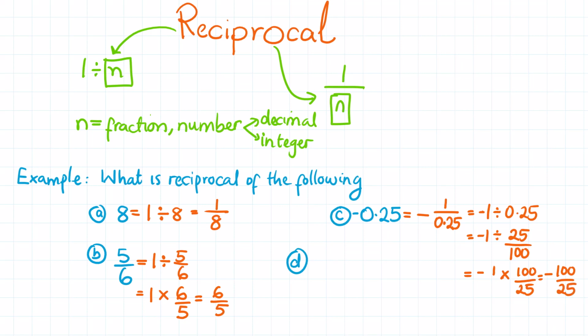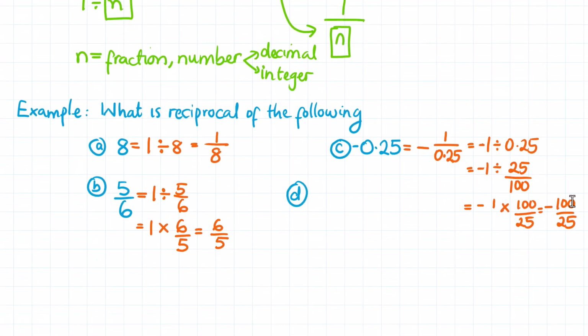By reducing our fraction, we divide 100 by 25, as well as 25 by 25. Therefore, we have negative 4 over 1, which is equal to negative 4 as our answer.